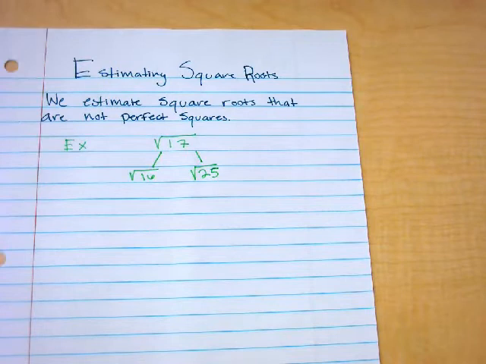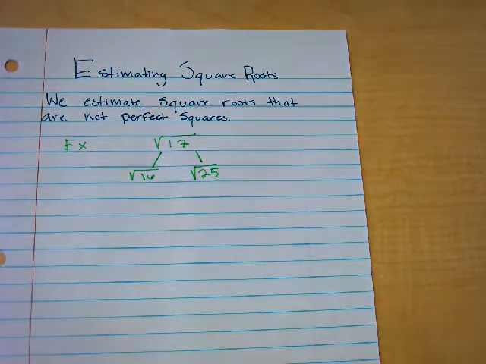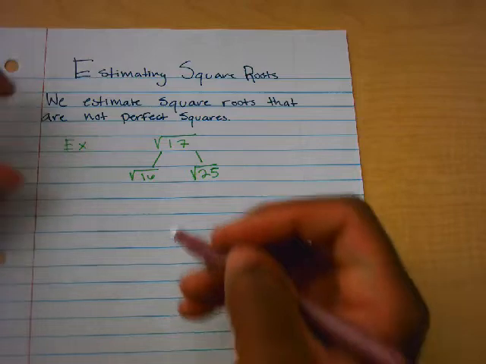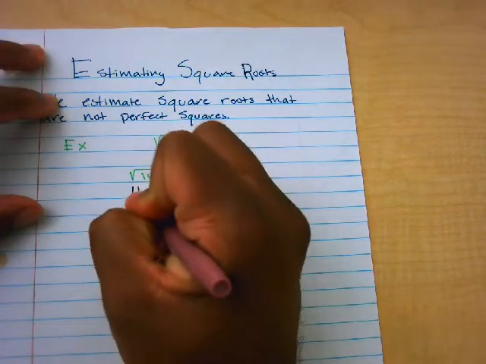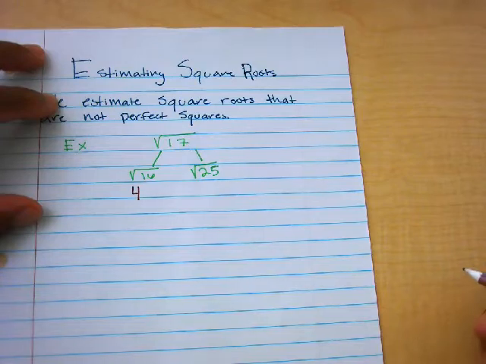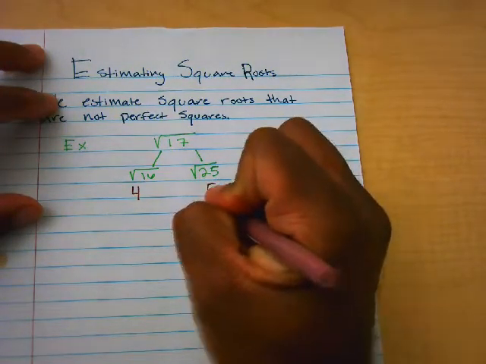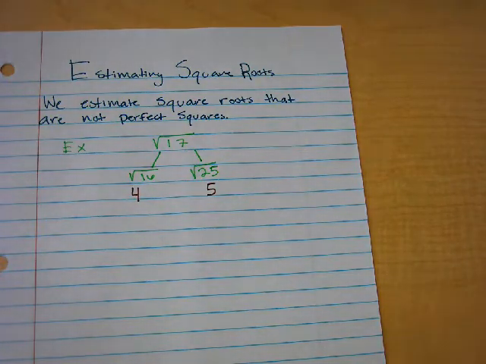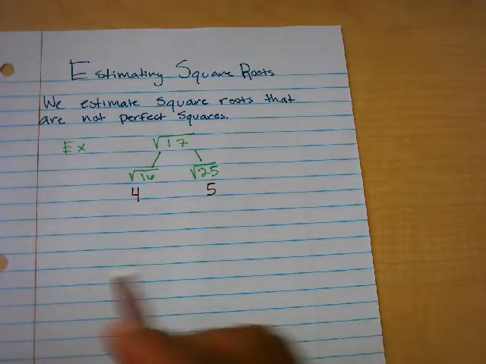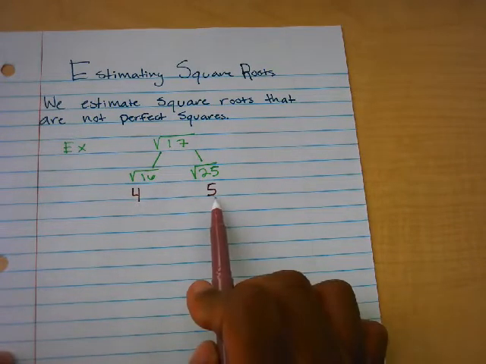Once you do that, you have to figure out what the whole numbers are that make up the square root of 16 and the square root of 25. So the square root of 16 is 4, and the square root of 25 is 5. What this tells us is that whatever the square root of 17 is, it's going to be in between 4 and 5.